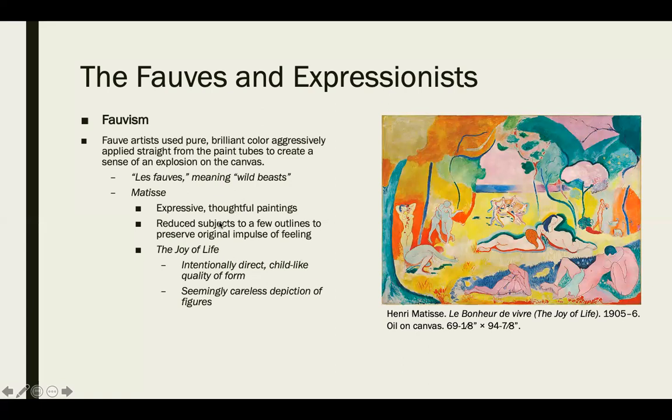Matisse fell into this movement right in the middle and uses expressive, thoughtful paintings. He reduced his subjects to just a few outlines to preserve the original impulse of the feeling. And this is called The Joy of Life. It's intentionally direct, with a very childlike quality of form and a seemingly careless depiction of the figure.